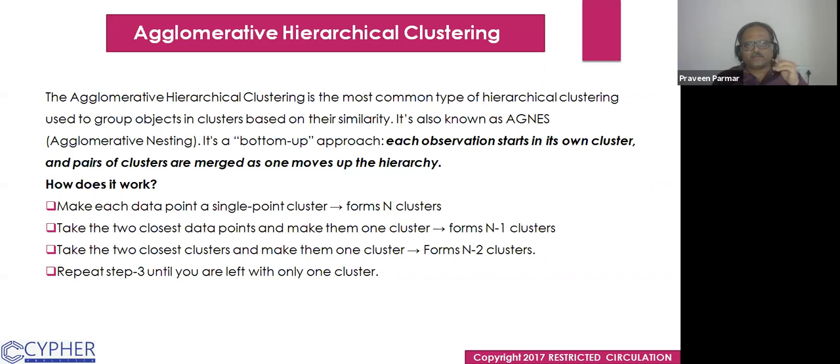How does it work? Make each data point a single-point cluster, forming n clusters, and then we find the distances. Take the two closest data points and make them one cluster. Then take the two closest clusters and make them one cluster, and repeat. I will explain here a little bit and give you an idea about it.